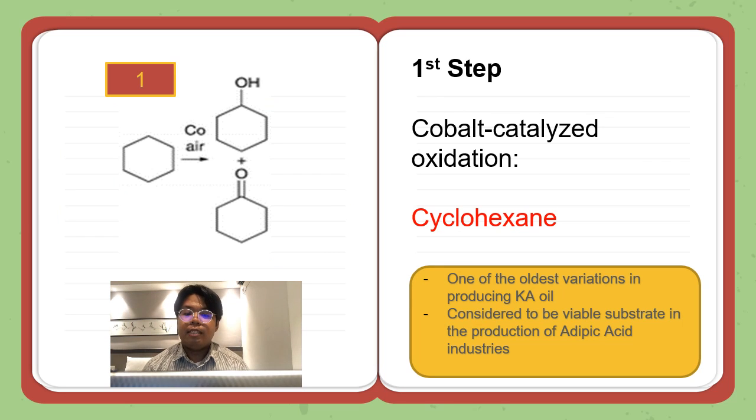Okay, however, as mentioned before, in order for the KA oil to be reacted, the KA oil first must be produced. So how should we produce this KA oil? There are plenty of methods of producing this KA oil, and the most common is cobalt catalyzed oxidation of cyclohexane with air. Therefore, the first mechanism in adipic acid production is the catalytic oxidation of cyclohexane. That is the first reaction. By referring to the picture, we can see that cyclohexane will be reacted with cobalt, which is the catalyst for the reaction, with air to produce KA oil, which is the cyclohexanol and cyclohexanone.